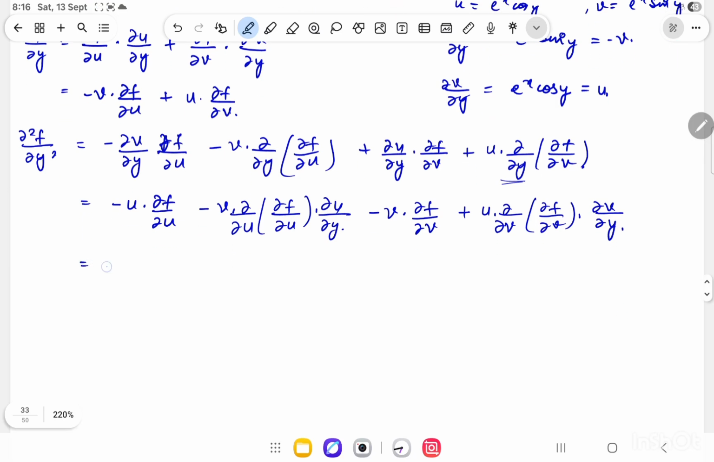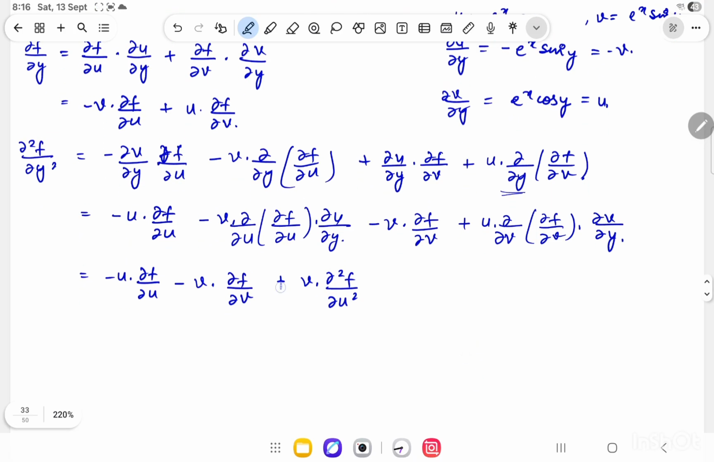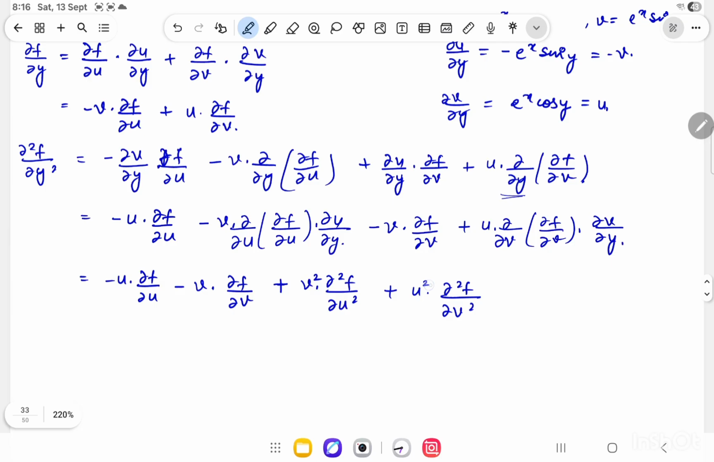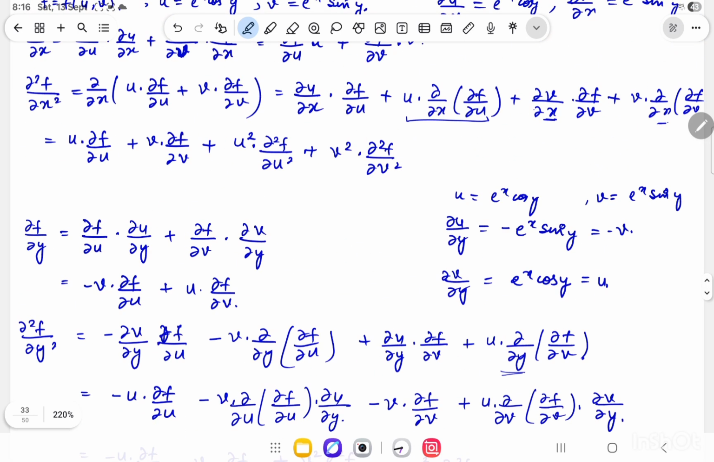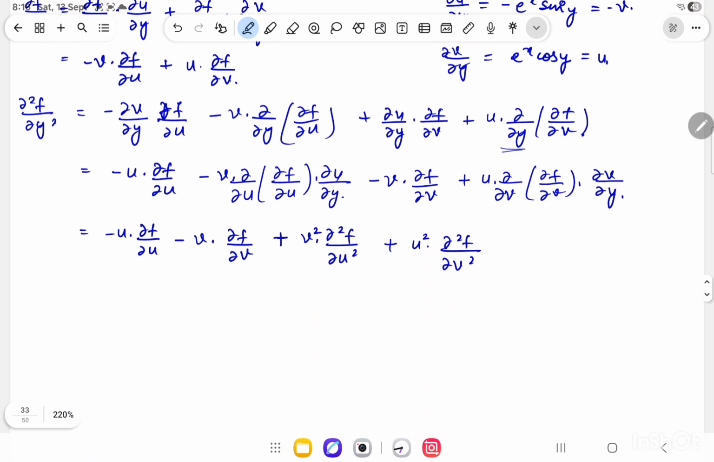So we got it as minus u into del f by del u minus v into del f by del v, minus v into del square f by del u square into del u by del v, that is minus v, so it will be plus v square plus u into del square f by del v square, and del v by del y is basically u. So I'll get this. Let's name these as 1 and 2.